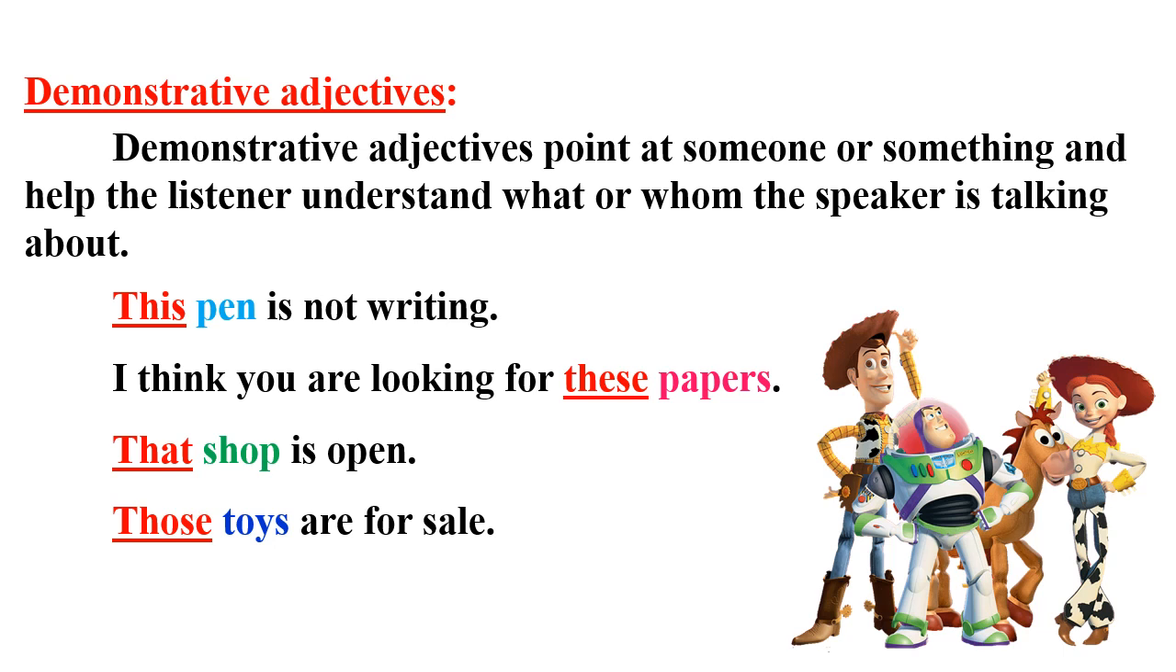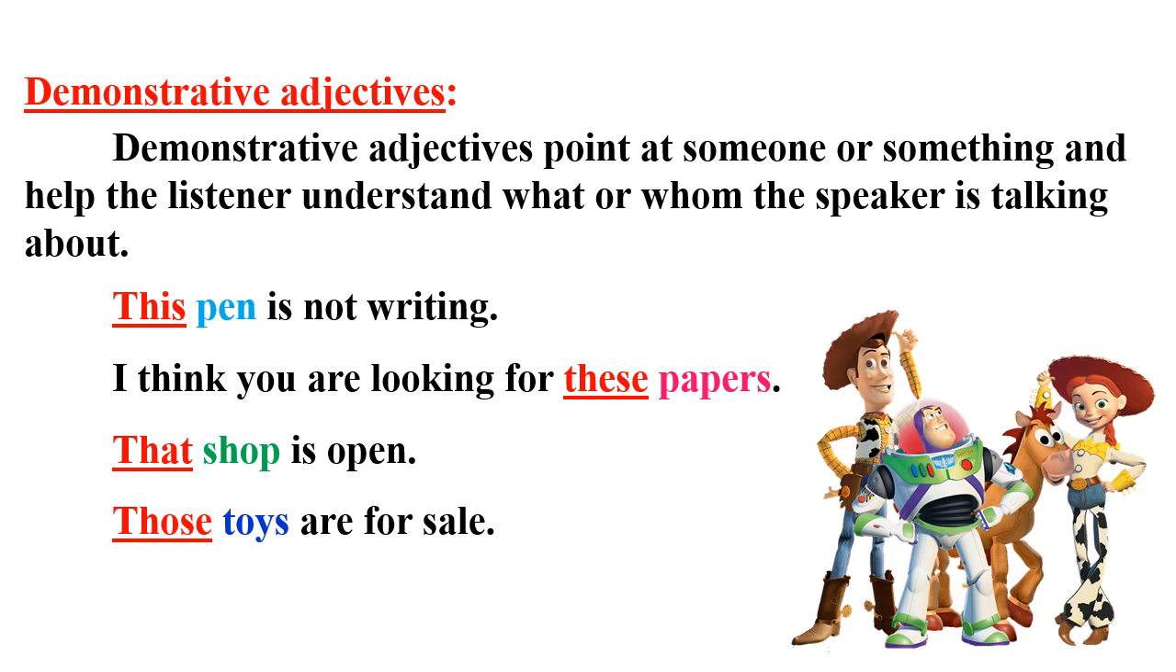Demonstrative adjectives. Demonstrative adjectives are this, that, these and those, and these are used to point to people and things. Demonstrative adjectives appear right before a noun in a sentence and they help the listener understand what or whom the speaker is talking about. This and that are used to point to singular and uncountable nouns, and these and those are used to point out plural nouns.